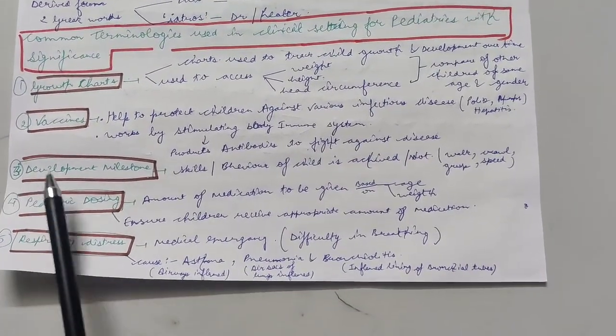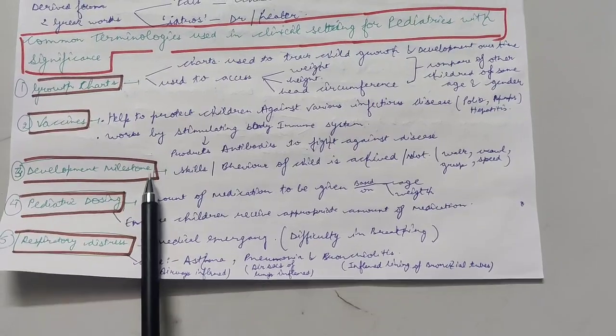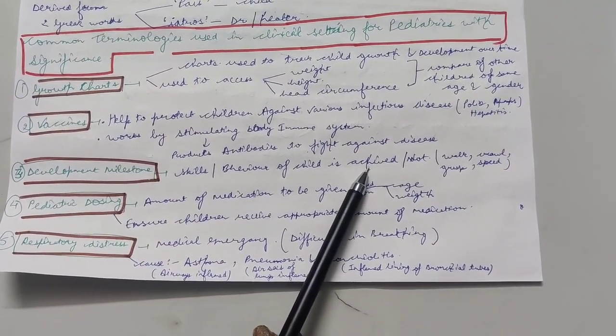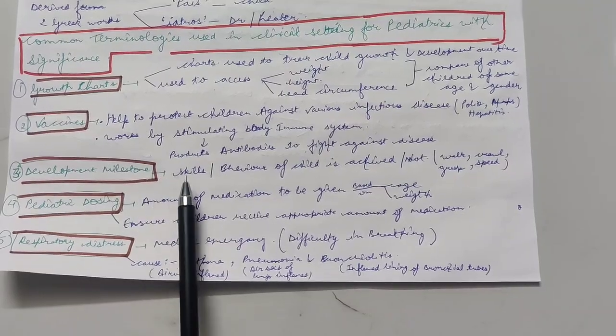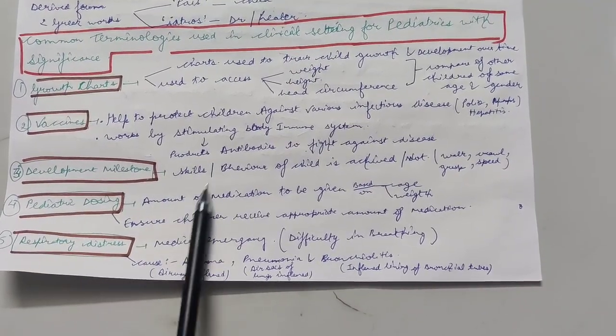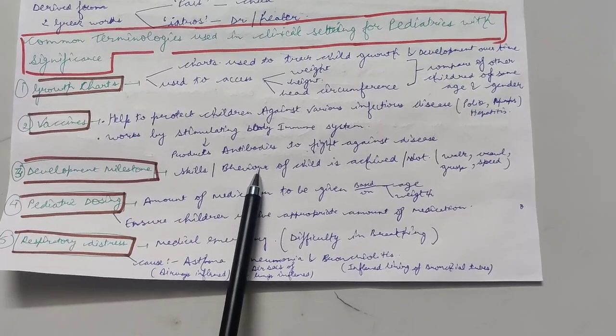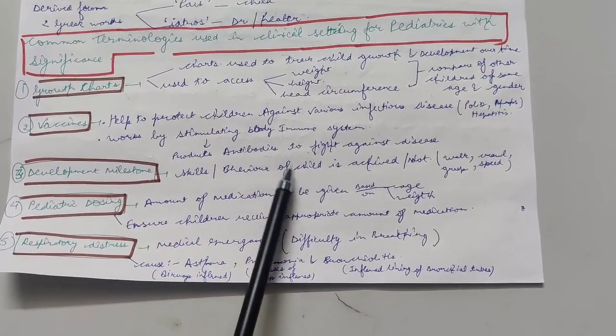Number third, developmental milestone. It is a skill or behavior of the child. In developmental milestones, we see what skills the child has and is gaining. What is the behavior of the child? Is it achieved at the right time or not?